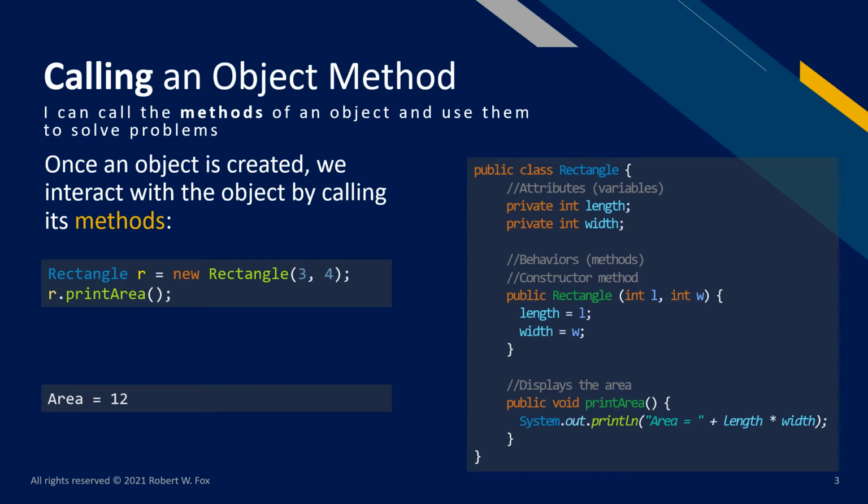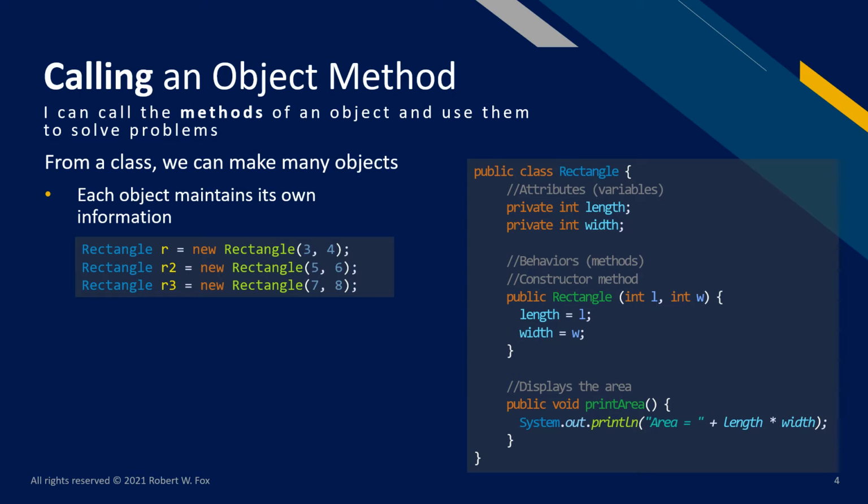Remember that objects, which are defined from classes, have variables and they have methods. And typically when an object is created, we interact with it by calling its methods. So in this example, I've created a rectangle object r, and I've said r.printArea. And so what that does is that goes to the object's printArea method, which in this case simply does a System.out.println statement and results in area equal 12 being displayed on the screen.